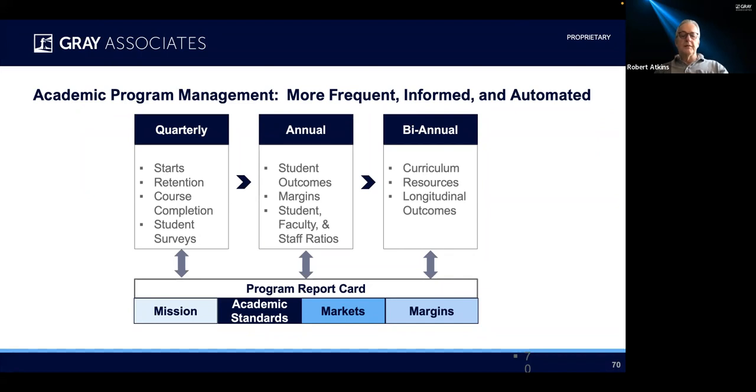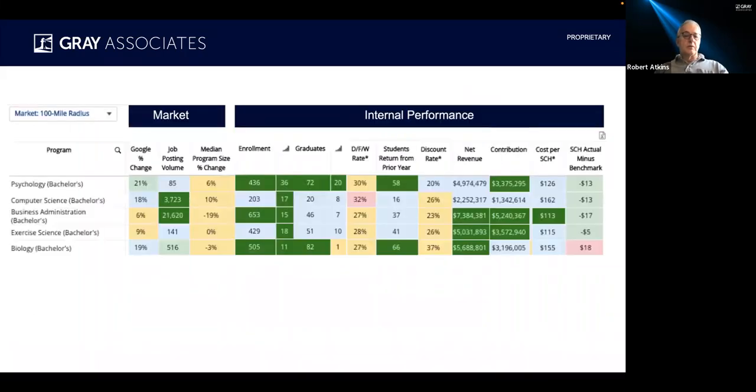To support all that, you need a program report card where most of the data you need is automated, so you can take a look at these metrics without tying up your staff for weeks or months to pull the data together. What does that look like? Well, at the provost level or dean, you're going to have a dashboard that's pretty high level and covers all your programs.